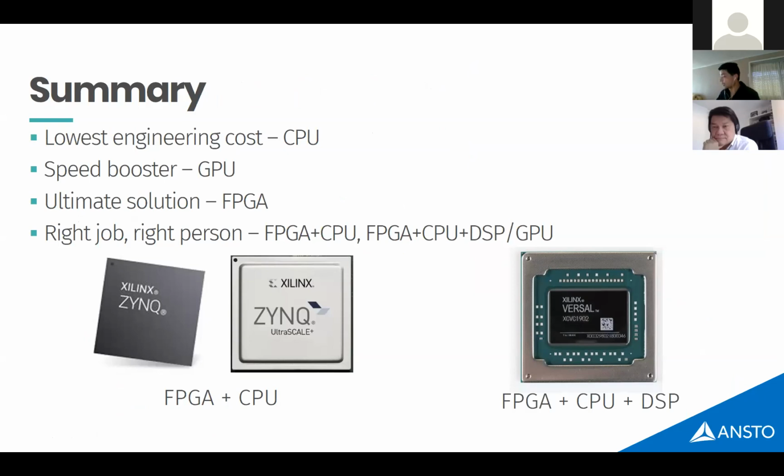As a summary, it is not that difficult to select what processor type to use in your device. You just need to know the key features and the applications. CPU engineering cost is lowest, so if there is no need to use an accelerator, then use the CPU.